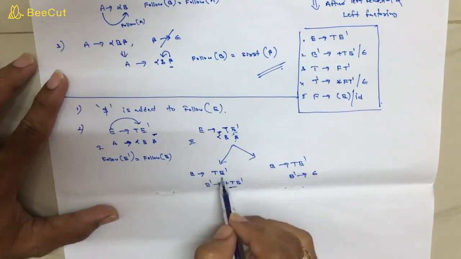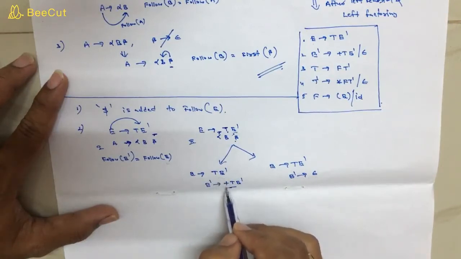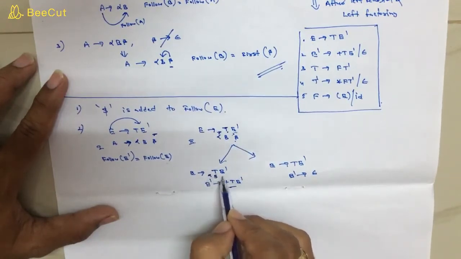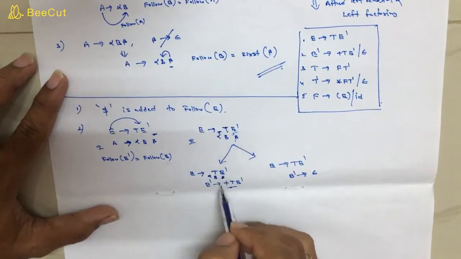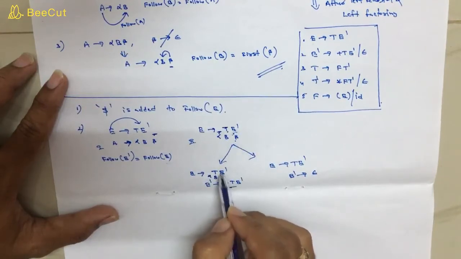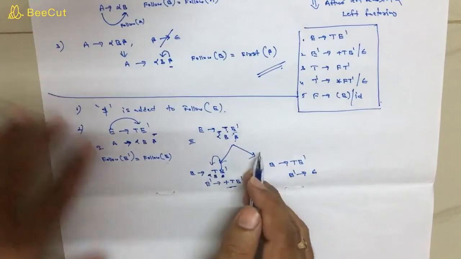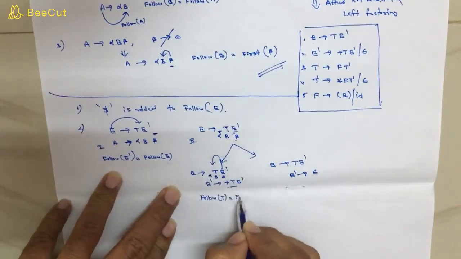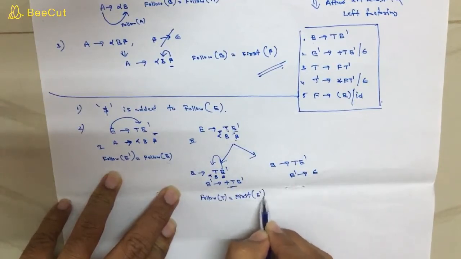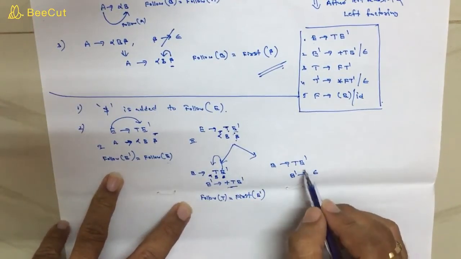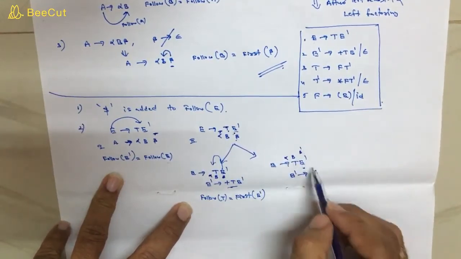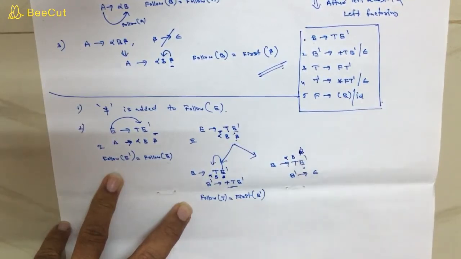In the first sub case, if E dash is plus T E dash, then alpha is an epsilon, B is a T, and beta is an E dash. If beta is an E dash, then find out the first of E dash and add it to the follow of T. That means the follow of T contains the first of E dash symbols. In the same case, alpha is an epsilon, B is a T, and beta is an E dash.